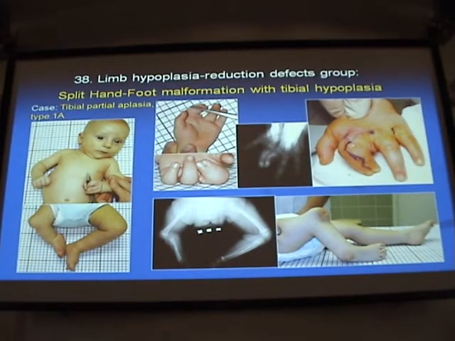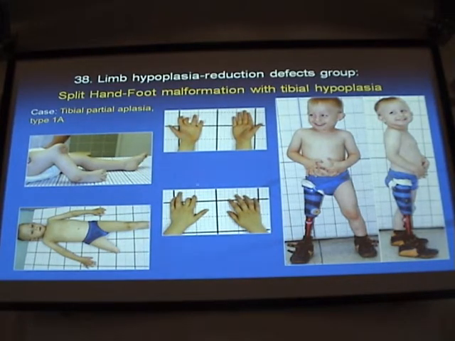Next case, also with tibial hypoplasia. We treated central polydactyly with synostosis. And due to severe contraction of the right knee, with no function, we indicated exarticulation in the knee joint. You see the result of our treatment. The boy is happy with the prosthesis.